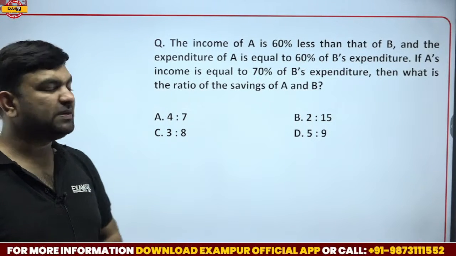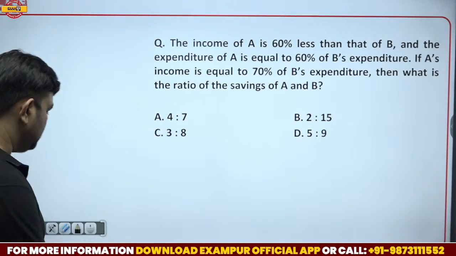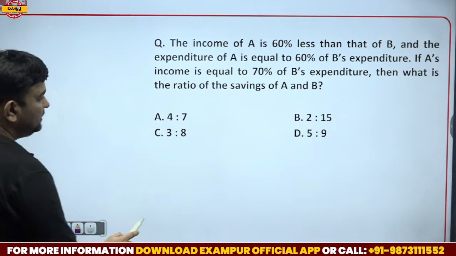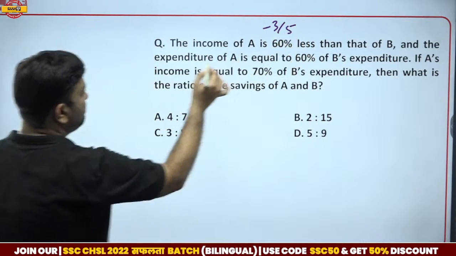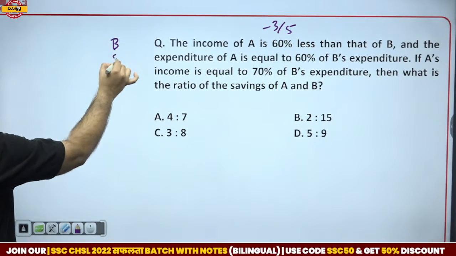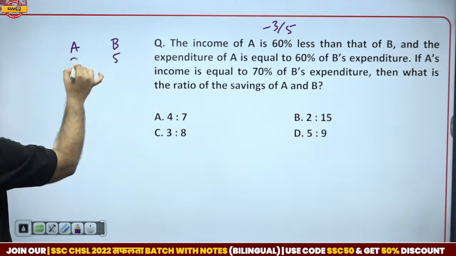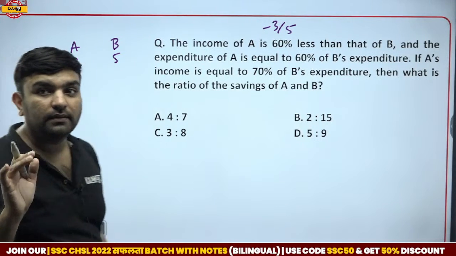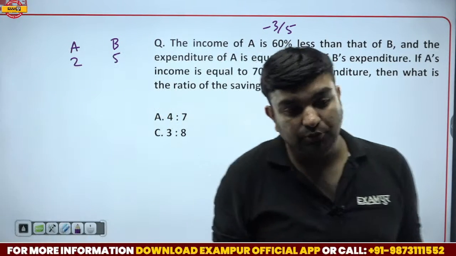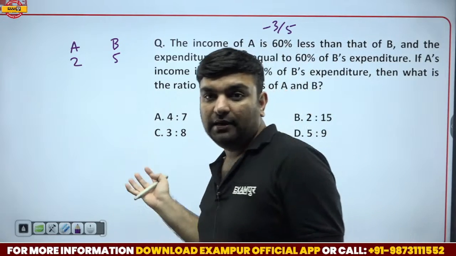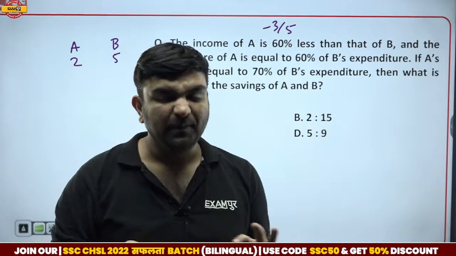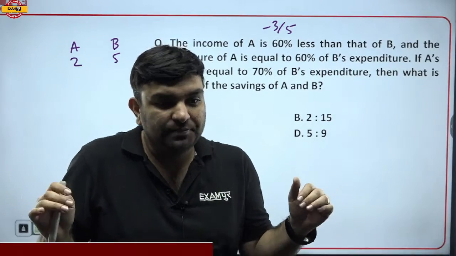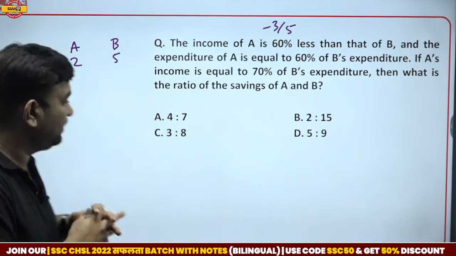Income of A is 60% less than B. 60% less means 3 less than 5. So if B is 5, then A is 2. I think we need to assume the variables because ultimately we have to connect the things. If you are not assuming the variable, please make sure you assume it later.